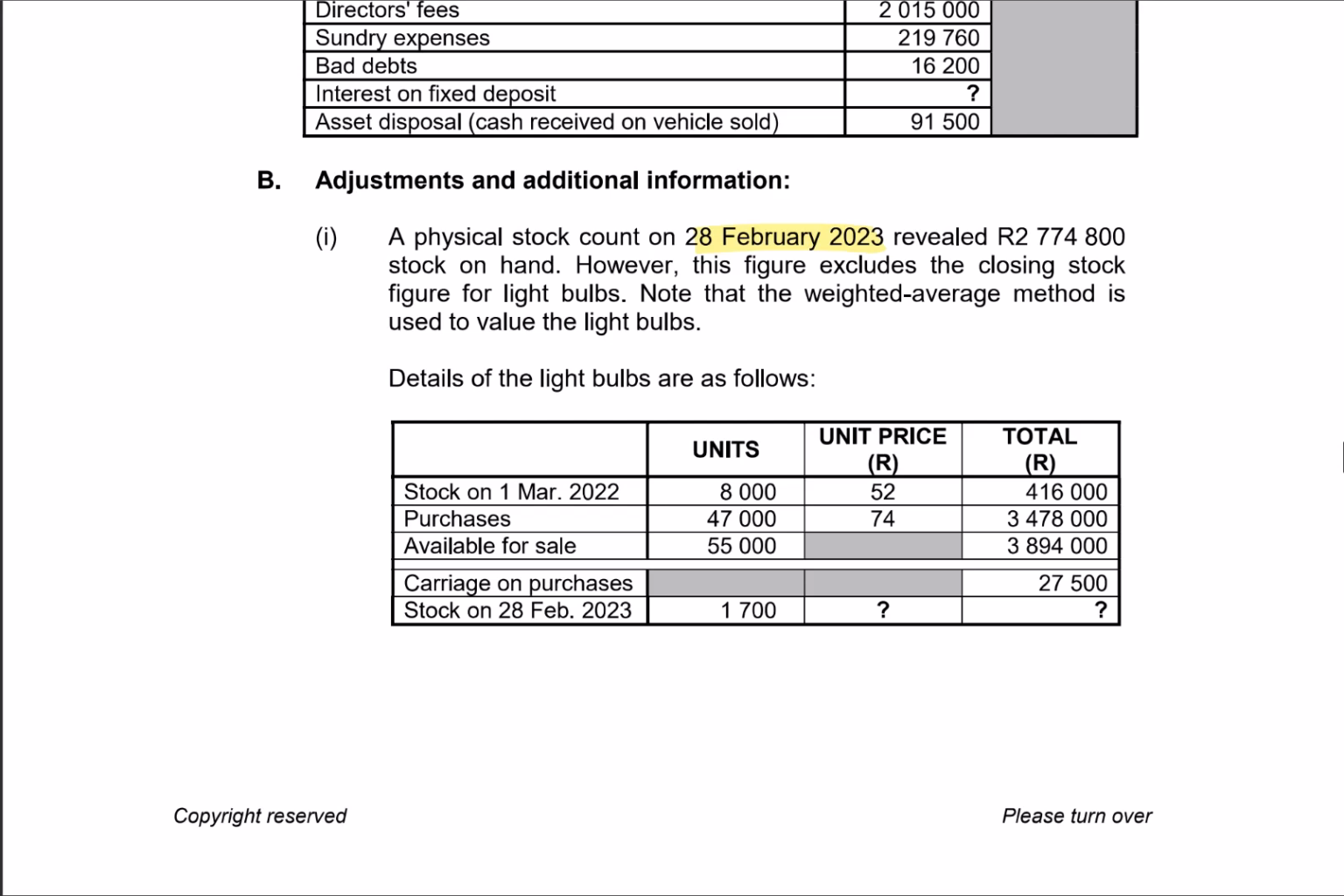Right, so what you're going to do, you're going to calculate the weighted average price. So how do you get the weighted average price? It is the total value of goods minus any returns plus carriage, divided by the total number of units minus any units that were returned. So for this one, what we have available for sale, that's what we're going to use.